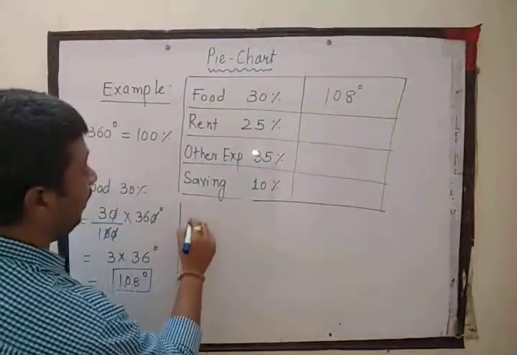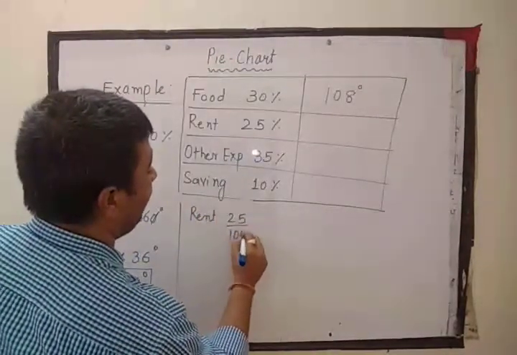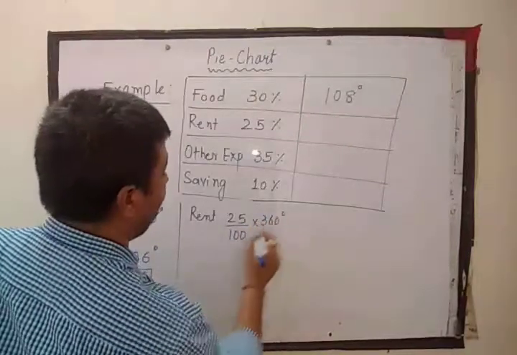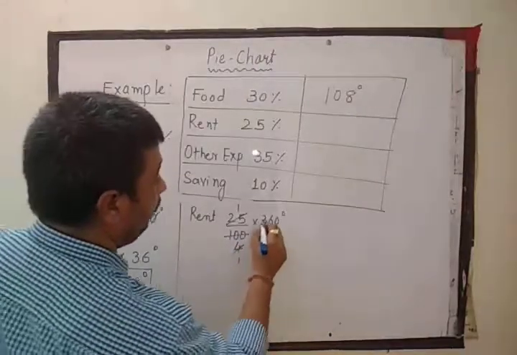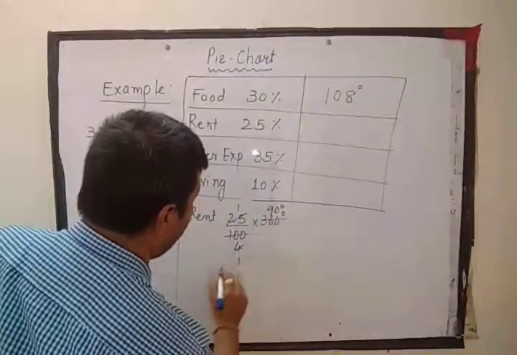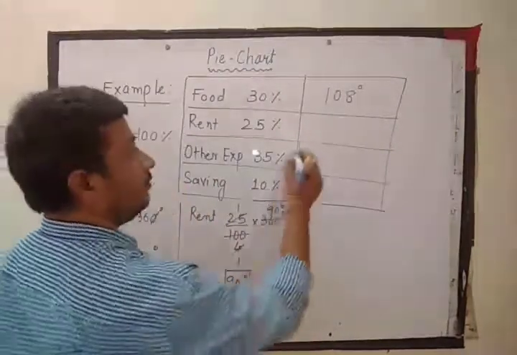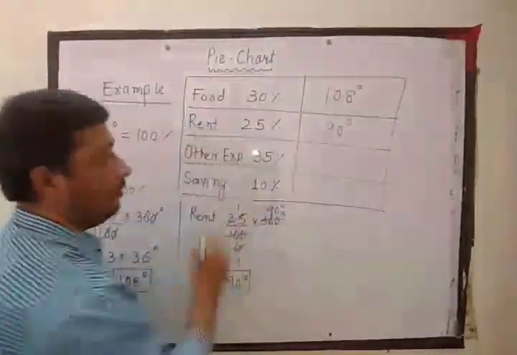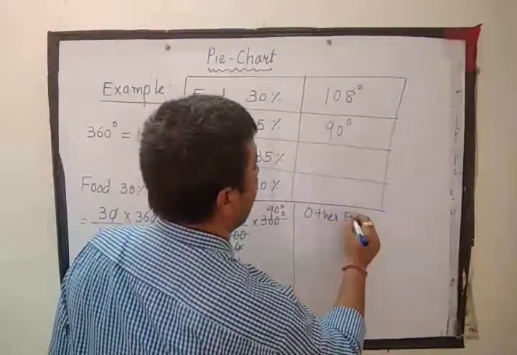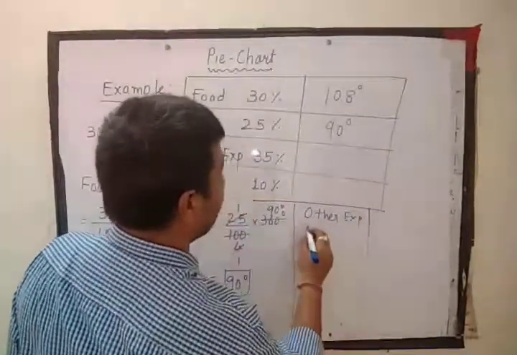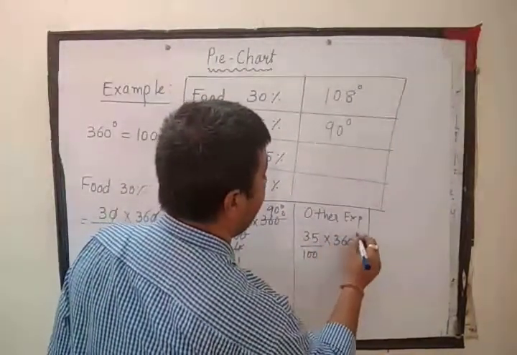Similarly, you can go for rent. So you need to calculate 25 upon 100 multiplied by 360 degrees. So 25 ones are 25, 25 fours are 100, and by 4, 9 times means 90. That means 90 degrees for the rent part. Then you have other expenses. Other expenses is 35%. So 35 out of 100 multiplied by 360 degrees.